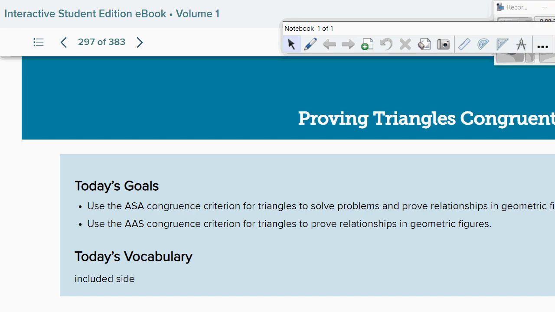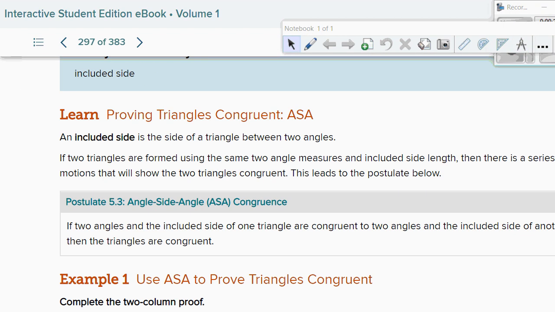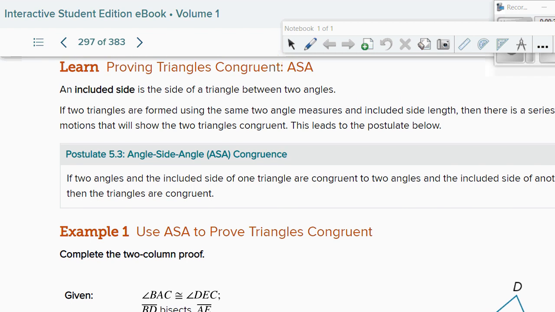We're going to learn today about two other ways to prove that two triangles might be congruent. So the first one, if you'll go ahead and highlight this, is postulate 5.3, called angle side angle, or ASA. This one is just another shortcut for proving that two triangles are equal to each other. And if we draw a picture of this, we're going to draw two triangles that are relatively equal.